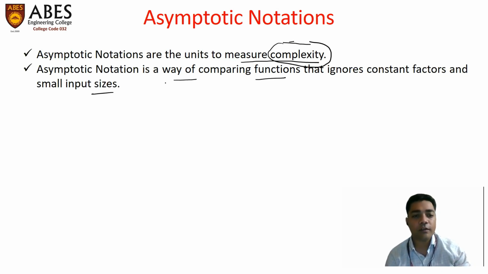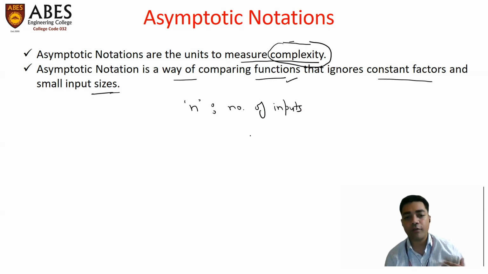And then asymptotic notation, the second definition, is a way of comparing functions that ignores constant factors and small input sizes. What exactly does it mean? We will see by an example. We will clearly see what it means. Another definition of this asymptotic notation can be when the input n. Whenever we encounter this small letter n, this basically means number of inputs. So whenever the number of inputs become very large, then we use these asymptotic notations to see what is the complexity of those programs or algorithms.